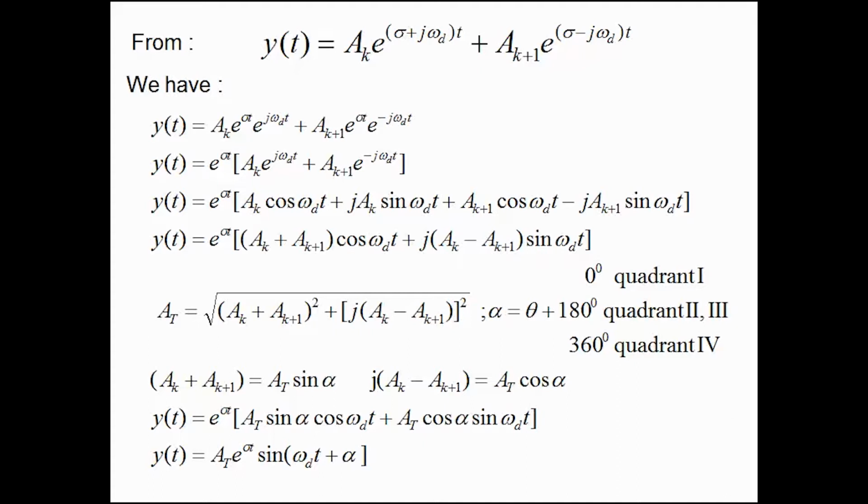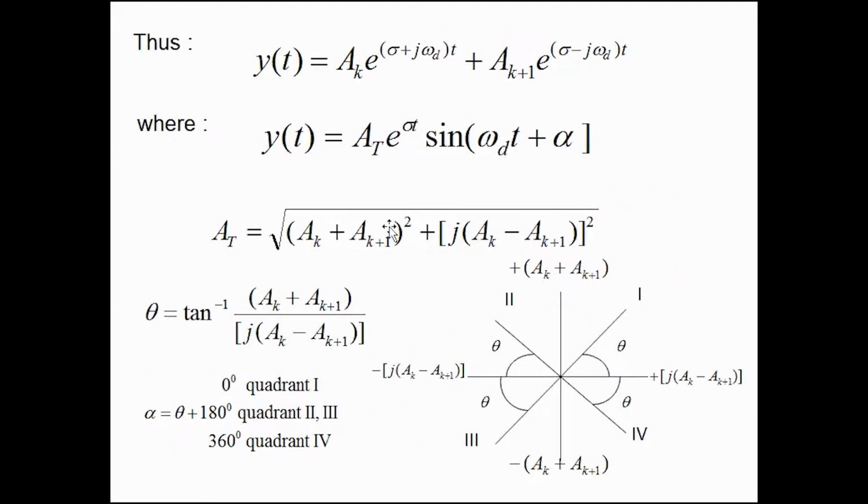And as defined, A total is actually the square root of the sum of the coefficients a sub k and a sub k plus 1 squared plus the square of the product of j multiplied by quantity a sub k minus a sub k plus 1. And the angle alpha is actually the angle theta, the inverse tangent of the sum of the coefficients and the difference of the coefficients multiplied by j. Plus, we add angle 0, 180 or 360 depending on which particular quadrant the angle theta falls.